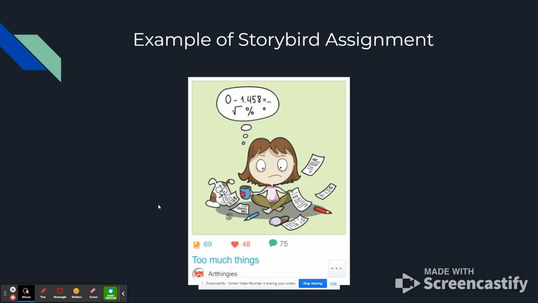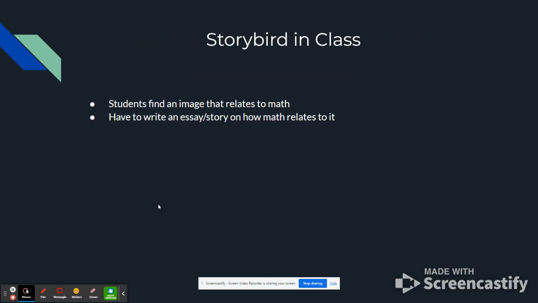And so you can choose an image related to math, or you or your students can go out in the world and find an image that relates to math. And it could be like they go outside and take a picture of a building, and they have to say how the architects used math to figure out dimensions or something along those lines.